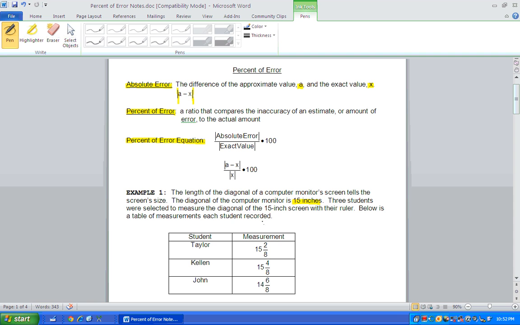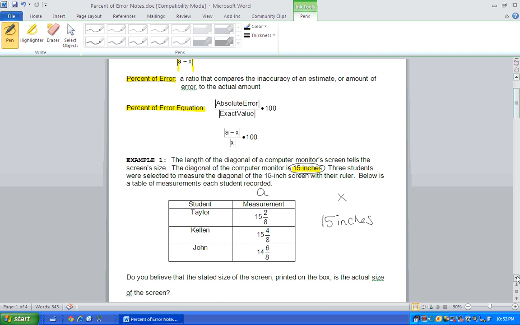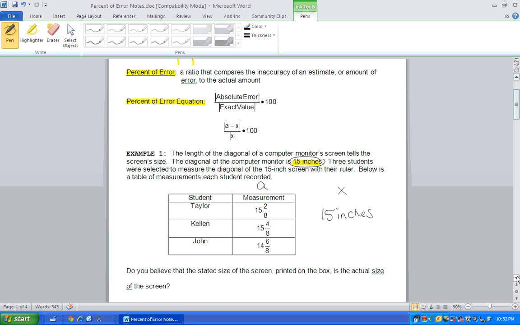These are going to be considered the approximate value because it told us right here in the word problem that the exact value of that diagonal is 15 inches. So the first problem in your notes asks the question, do you believe that the stated size of the screen printed on the box is the actual size of the screen? Go ahead and pause the video to reply to that question.